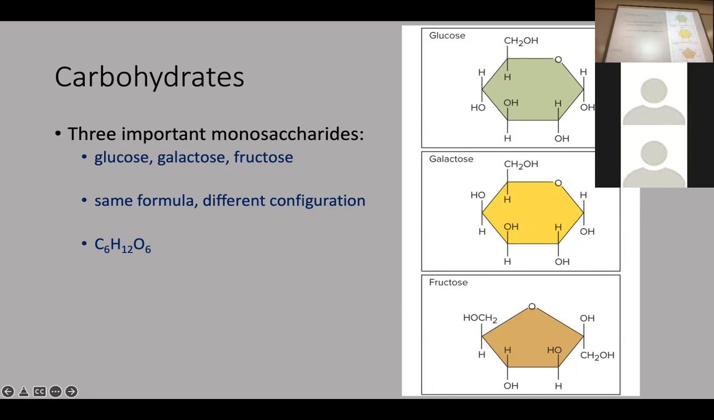Pretty much all of these are going to have "ose" on the end. I'm going to talk about some disaccharides on the next slide, where there's 2 monomers put together. They're also "ose." Ose usually refers to sweet. It's a suffix that means sweet.